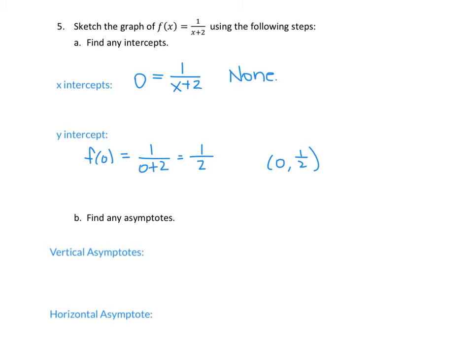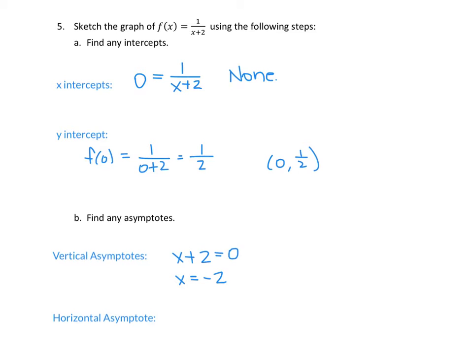Next, we want to find any asymptotes. We have both vertical asymptotes and horizontal asymptotes. We'll begin with the vertical asymptotes. Now, to remember to find those, we first look at our function and we simplify it if it needs to be simplified by factoring the numerator and denominator and canceling out any common factors. Since our function is already simplified, our next step then is to set the denominator to 0. So if we set our denominator to 0, we have x plus 2 equal to 0. Simplifying, we get x equal to negative 2. That is our vertical asymptote.